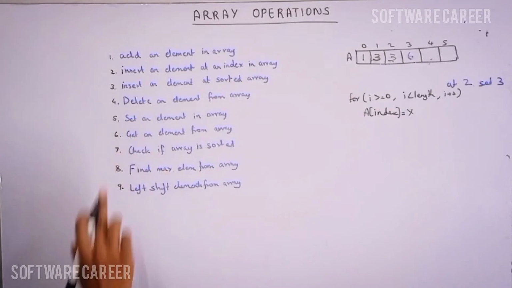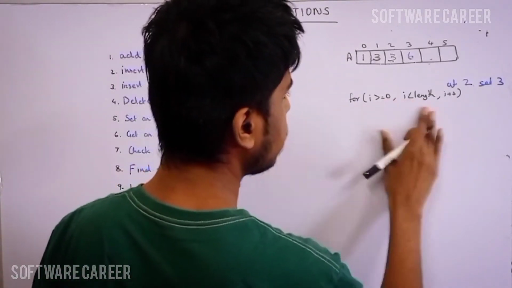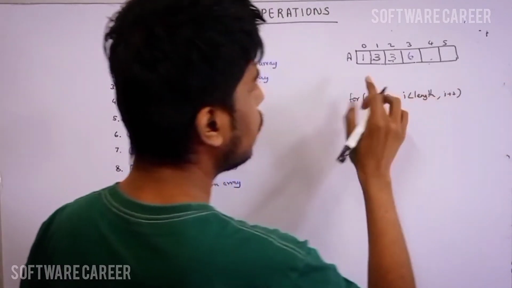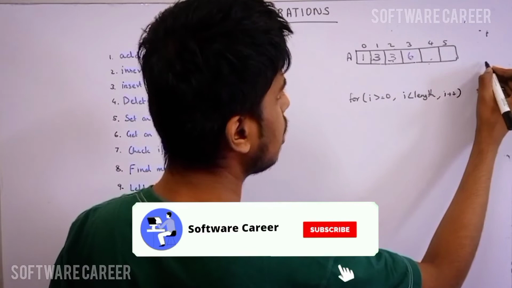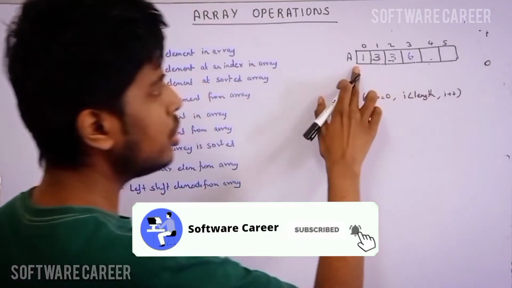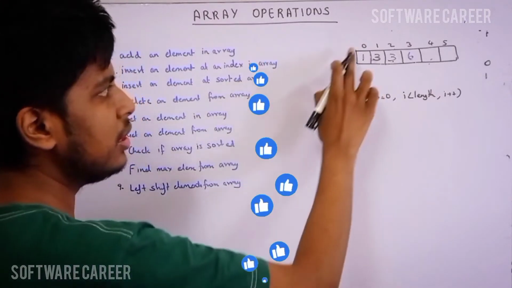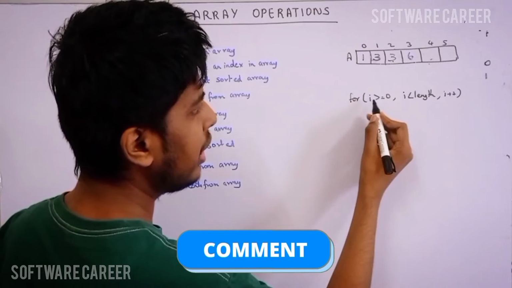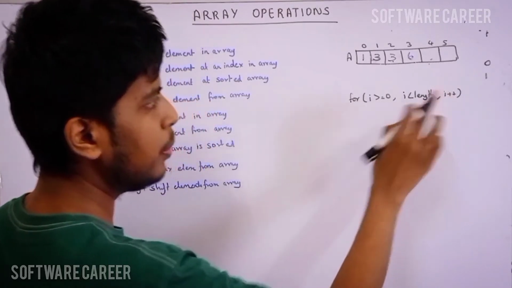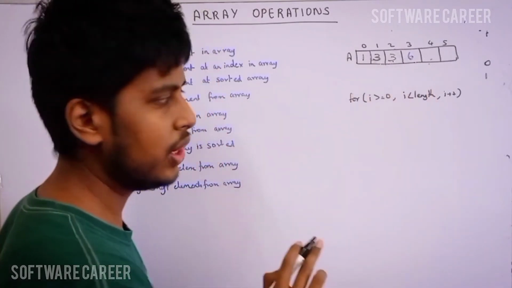Now let's see how to get an element from the array. You should return an element. Now see, for returning, suppose you are giving index 0, so you should return 1. 1 is present in a of 0, so I should return 1. How to do it? I should write a loop for i greater than 0, i less than length, i plus plus, because i should be between 0 and 3, that's why.